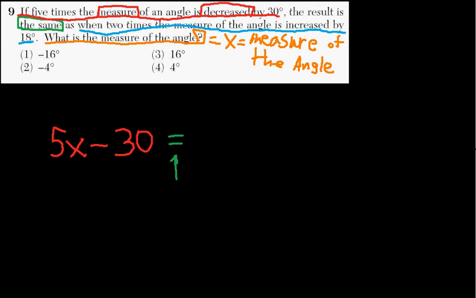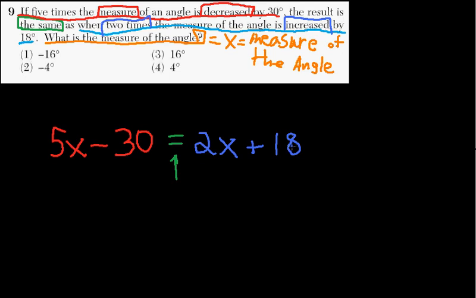So let's tackle that blue part next. When 2 times the measure of the angle, so 2 times, again we're multiplying, that would be 2x. The measure of the angle is increased, okay, that's not subtraction, that's addition, plus, by 18 degrees. So we'll put 18 right here, and there's a period, the sentence is over, and we have our equation. 5 times the angle minus 30 equals 2 times that same angle plus 18.